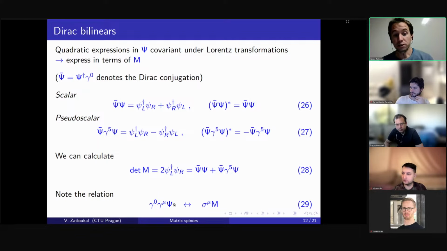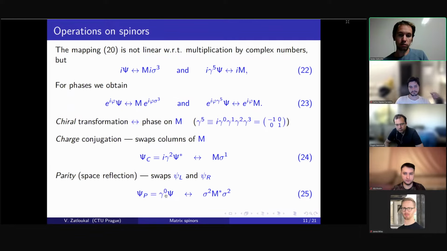Also note the relation that if we multiply any gamma matrix on the Dirac spinor times gamma 0, then this translates to multiplication by sigma mu on the matrix spinor, and together with this 25, so gamma 0, we can then translate any multiplication by a chain of gamma matrices to some operation on M, which may be more or less involved.